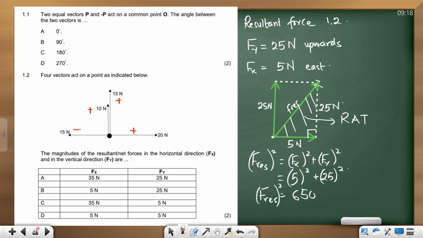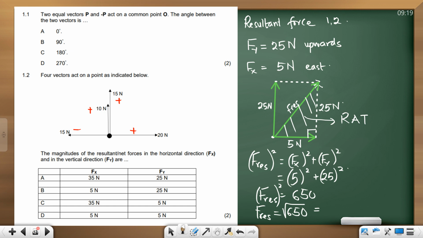650. But is that our answer? No. There's a squared there. What do we do to that squared? We find the square root. Guys, are we okay? We find the square root. So F resultant would be the square root of what? 650. And what's your answer? 25, comma? Yes, in decimal. 25, comma 50.